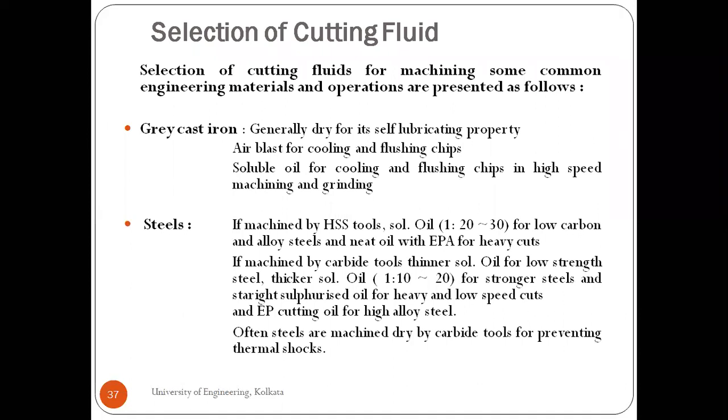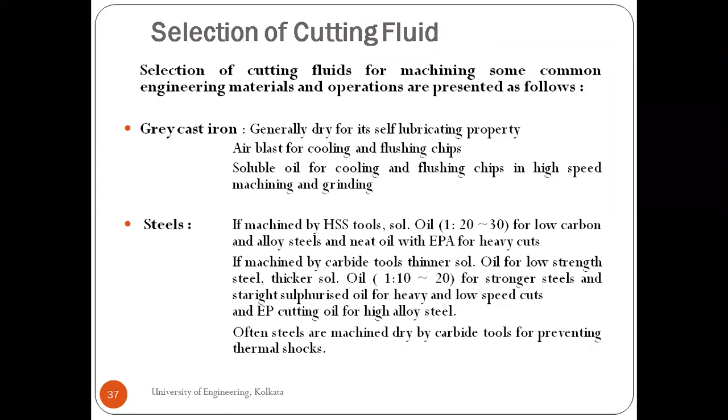Now, the selection of the cutting fluid depends on the material, like gray cast iron, steel. We have different types of cutting fluid that are available, and different processes in which the cutting fluid can be applied. So, cast iron, we told it has a self-lubricating property. It has carbon in the form of graphite. So we do not use any kind of extra lubricant for cast iron.